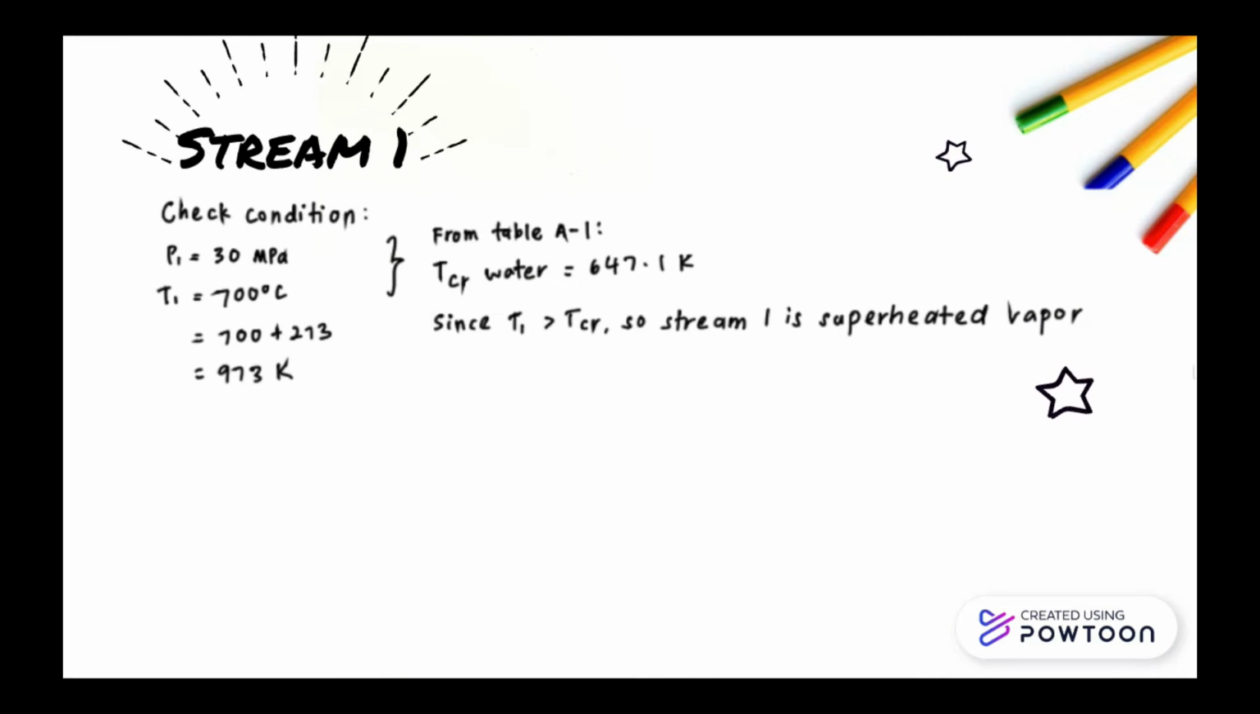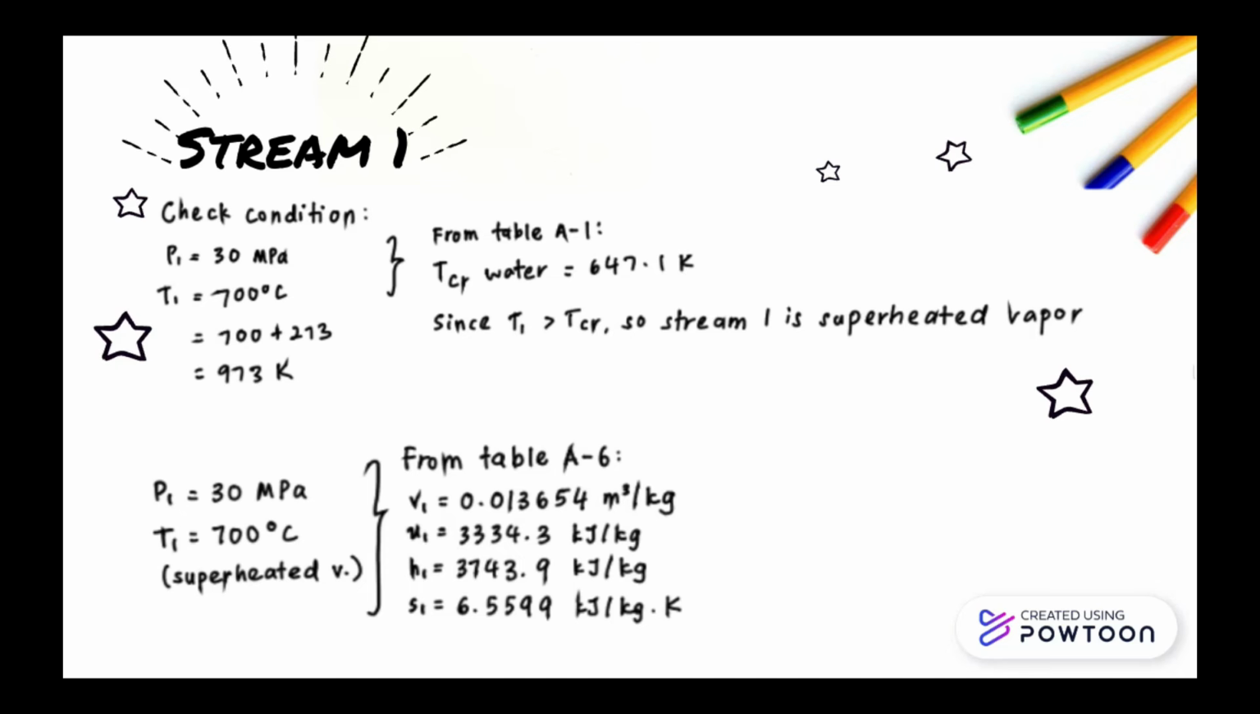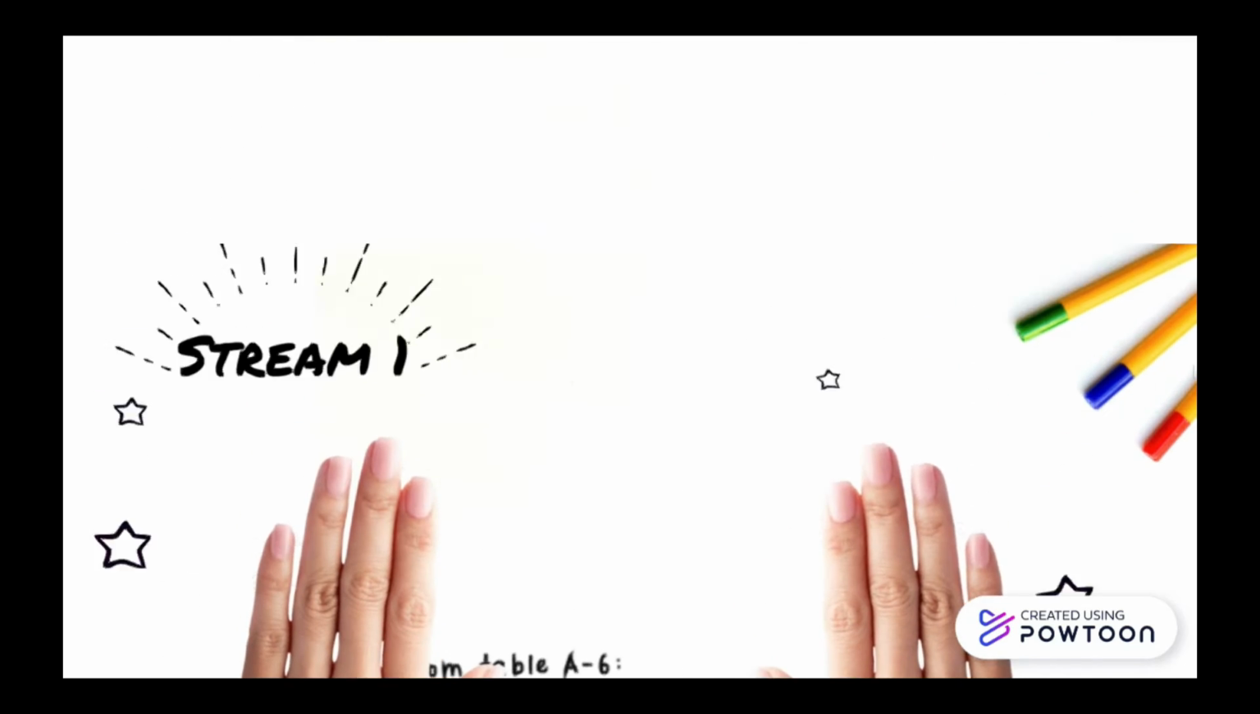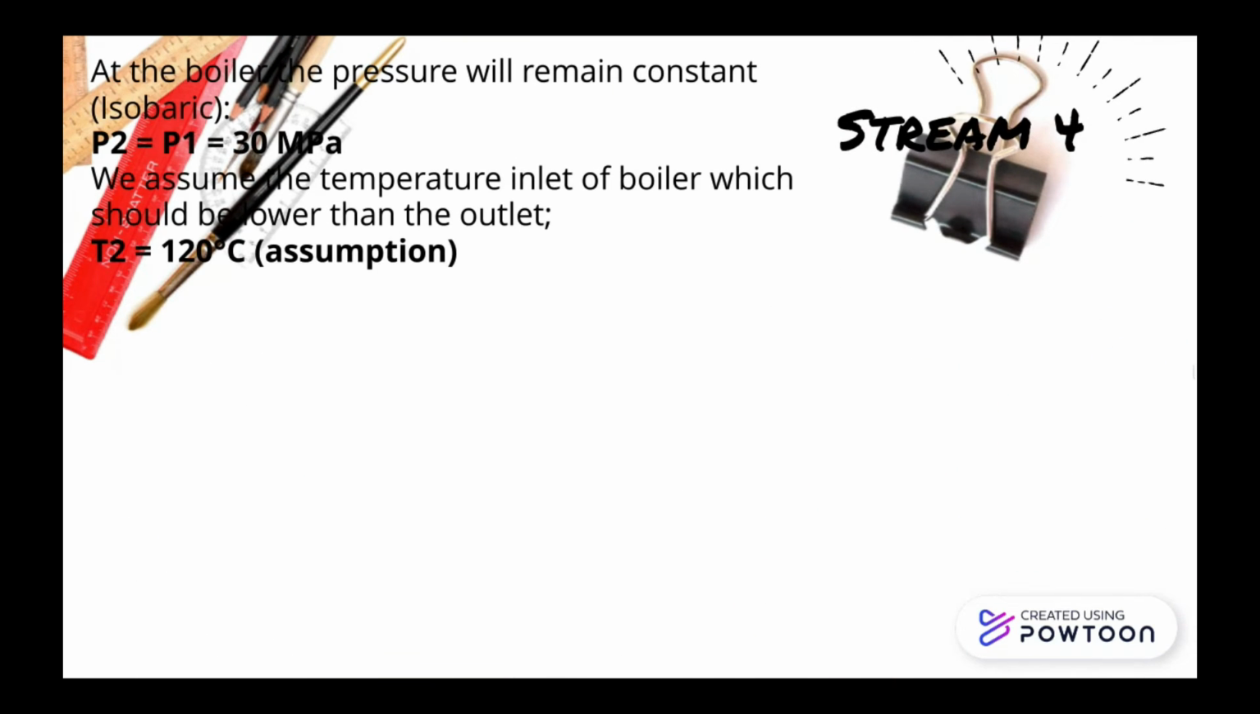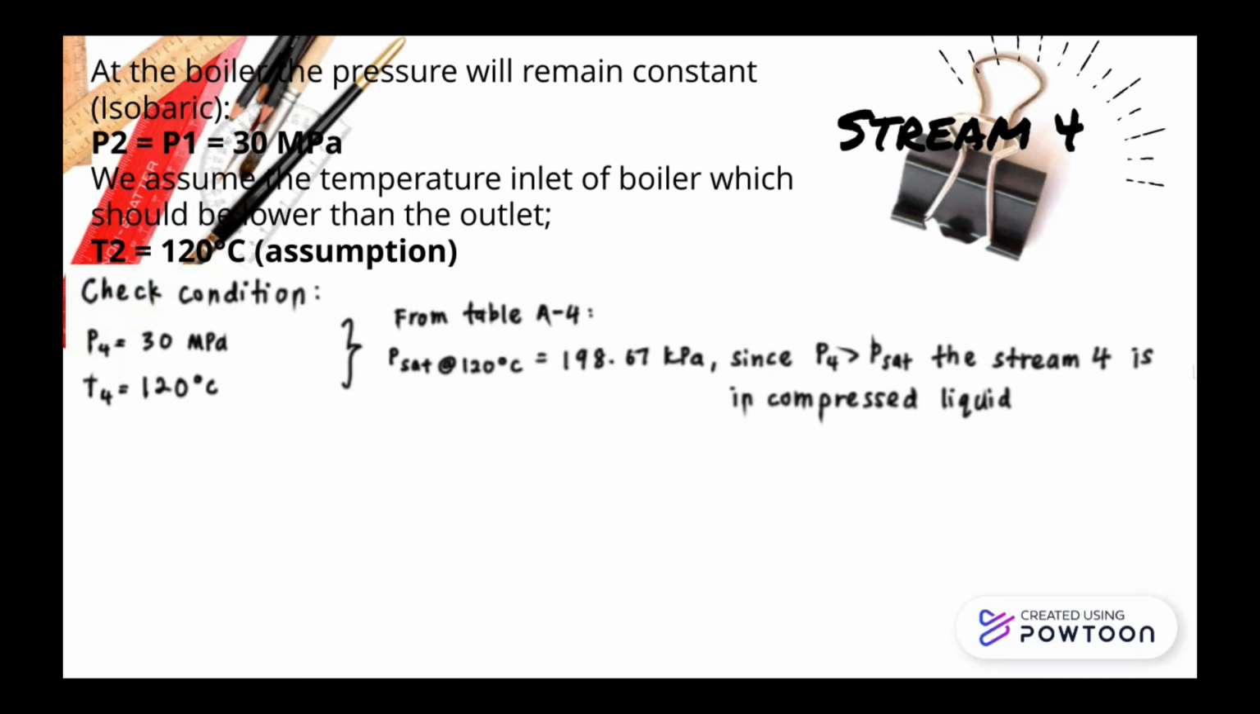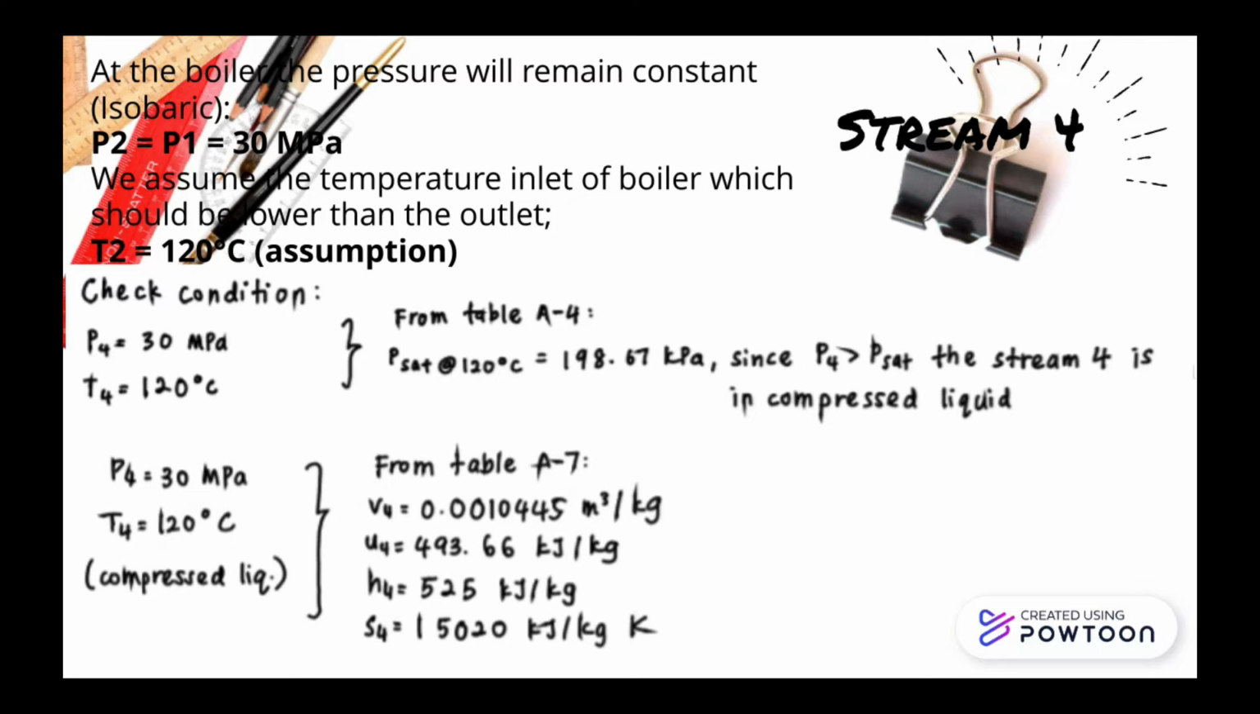At stream 1, the given temperature of 973 Kelvin exceeds the critical point temperature. This shows that stream 1 is superheated vapor. The values below are the properties of superheated vapor. At stream 4, at the boiler, the pressure will remain constant. We assume the temperature is at 120 degrees Celsius. Since the pressure at stream 4 is greater than the saturation pressure, stream 4 is compressed liquid. From table A7, we got the properties of compressed liquid.